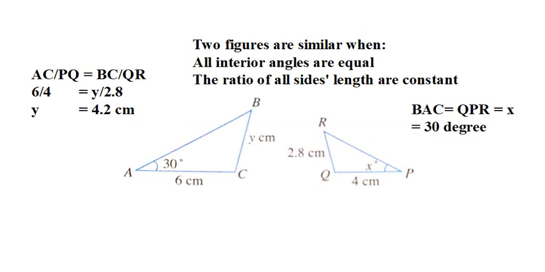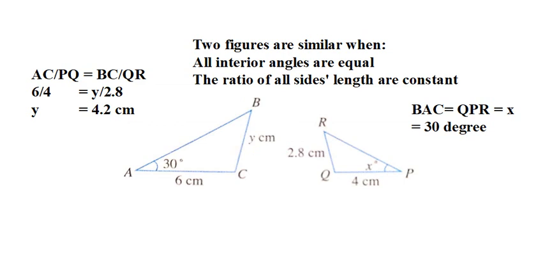Now we are going to work on this one. The ratio of all side lengths is constant. We need to find y. So here we know that 6 will be compared to 4. So that means y will be compared to 2.8. Again, I'm comparing the left triangle to the right triangle, and that needs to be constant from the beginning.